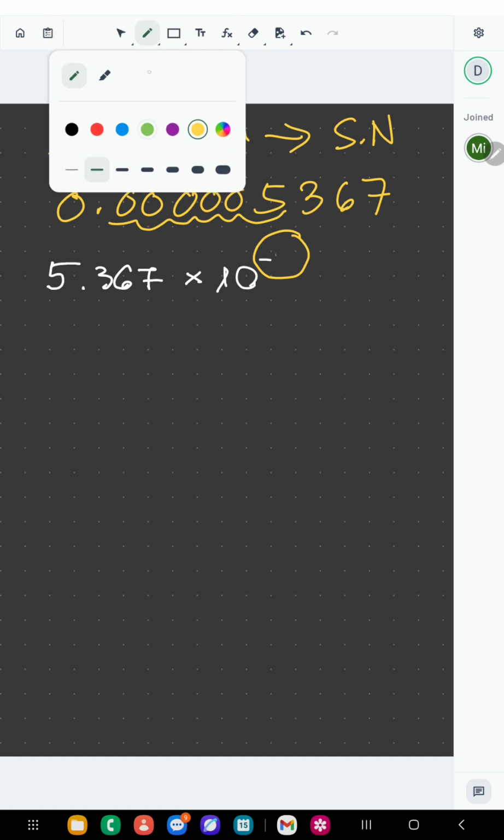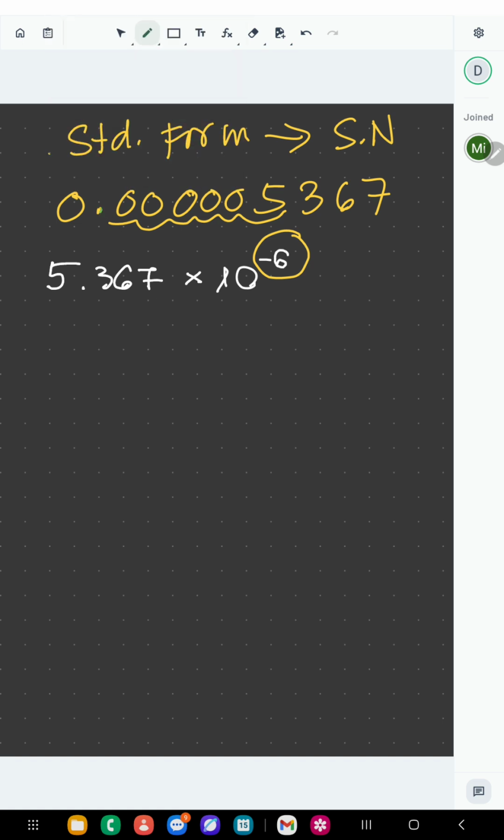You start from where you move the decimal point. The decimal point is here. So 1, 2, 3, 4, 5, 6. So you just move it, and that is -6. No questions in transforming standard form to scientific notation? To the left, the exponent of 10 is positive, and to the right, it would be negative.